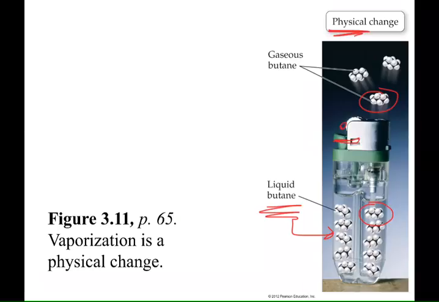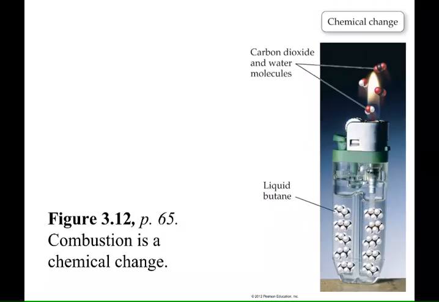This is where we didn't do the little flick lighter thing. We just let the butane come out. So that's a physical change. But now this is a chemical change. Let's see if we can see new substances formed. Here we have the butane, and up here, when it burns, it releases water and carbon dioxide. So new substances are formed. So this is a chemical change. Aha!